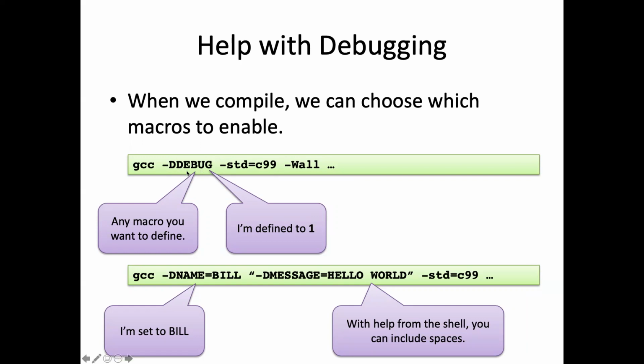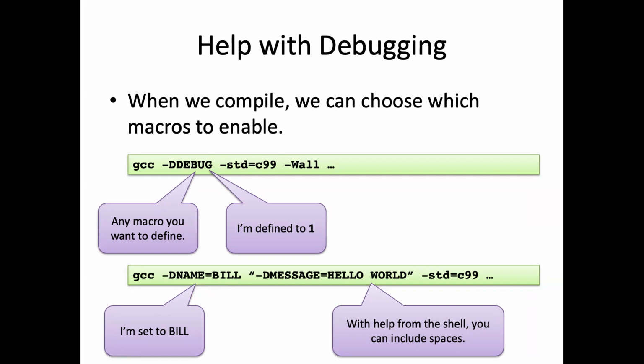To finish explaining this syntax, if you didn't want a symbol to have a value of 1, you could pick any value you want for it just by going on and saying equals and then any string you want it to have. So this is equivalent to saying #define name bill in your source code. It just lets you define it without having to change your source code.